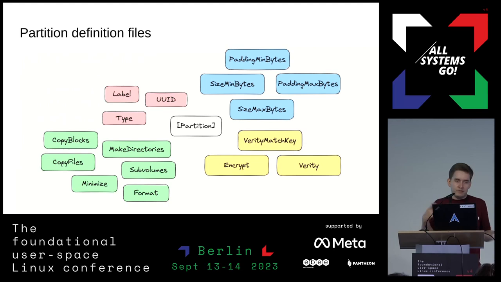So copy files can be specified multiple times. So if you want to take different directories, and it takes a target directory as well, if you want it in a specific place in your file system. The format option specifies which file system to use. That one is also pretty important. Make directories is pretty simple. It makes a few directories. Subvolumes for Btrfs subvolumes.